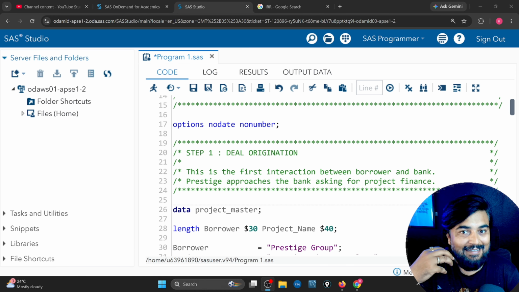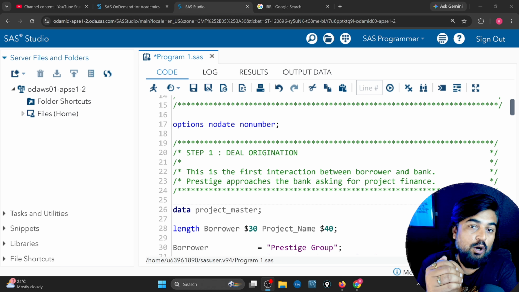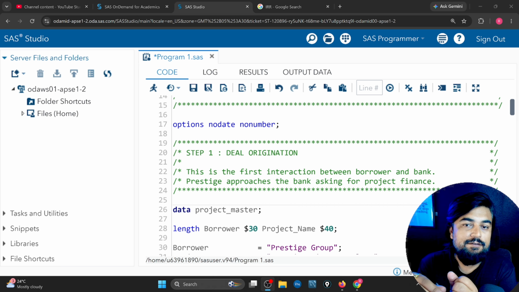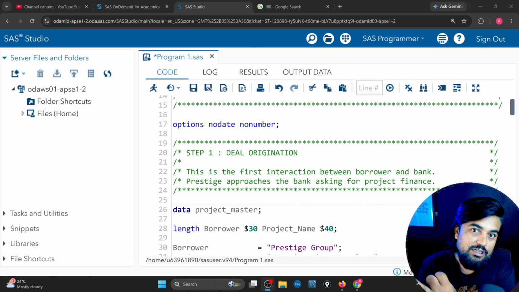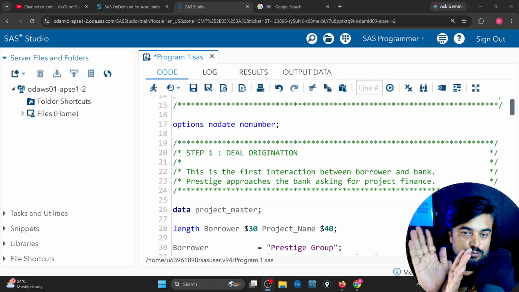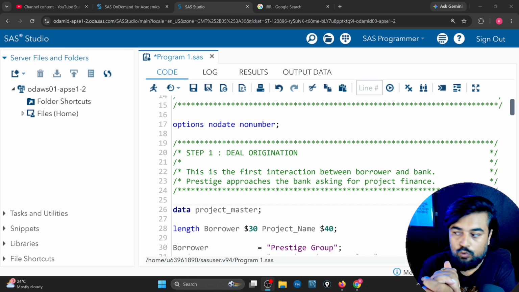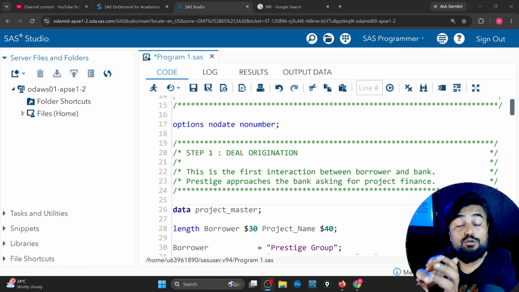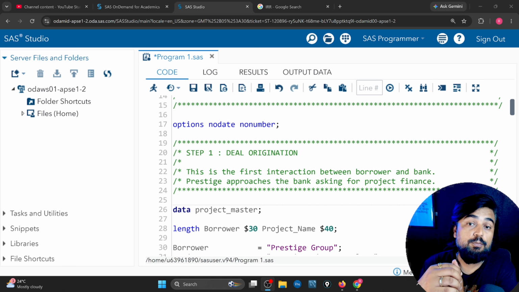Basically, in this example, I will be showing you how the bank will be assessing everything for the Prestige Group. But in real life, Prestige Group will not be the only client. The bank will be giving loans to Prestige, Godrej, so many other builders, XYZ, small builders also will be taking the loan. So just like this, there would be a profile for each of those corporate companies who are taking the loan.